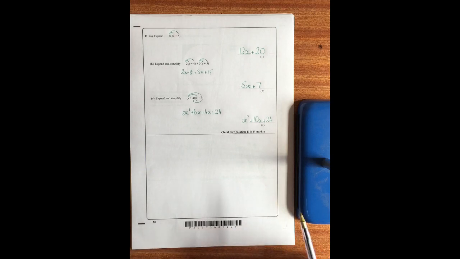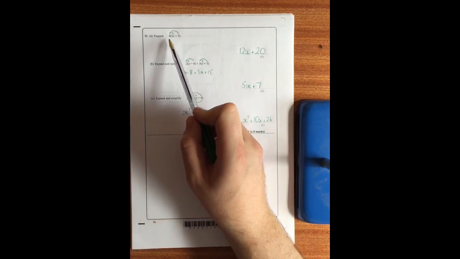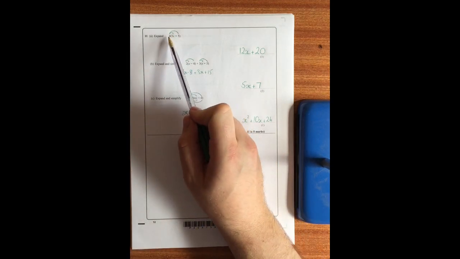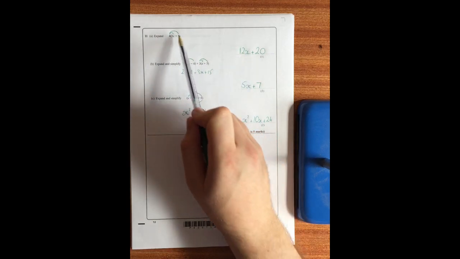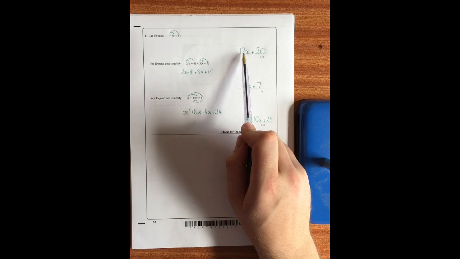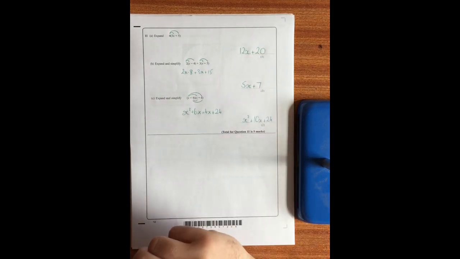Question 11. Expand these brackets. This means do 4 times everything inside the bracket. So 4 times 3x is 12x and 4 times 5 is 20. We do not put these two together because that is not 20x's, it's just 20. We can't put these together.